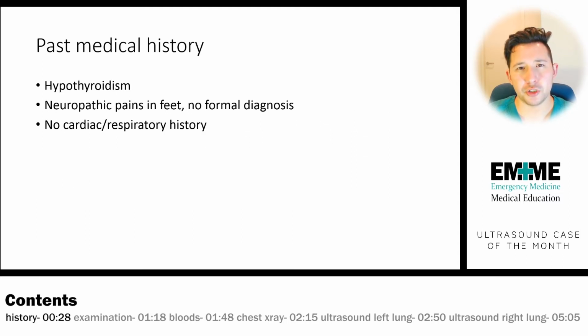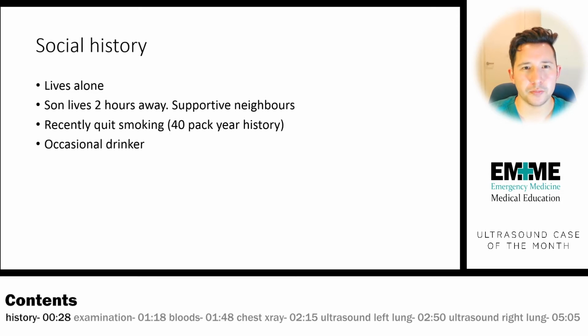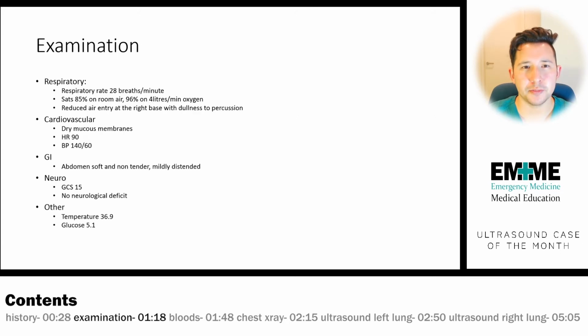She's got a past history of hypothyroidism, and she's also had some neuropathic pains in her feet, but she doesn't have any significant cardiac or respiratory diagnoses. She lives alone, but she has a very nice son who lives 2 hours away, and she has supportive neighbours that live next door. She's a heavy ex-smoker with a 40-pack year history, only recently having given up. She only rarely drinks alcohol and does not take any recreational drugs.